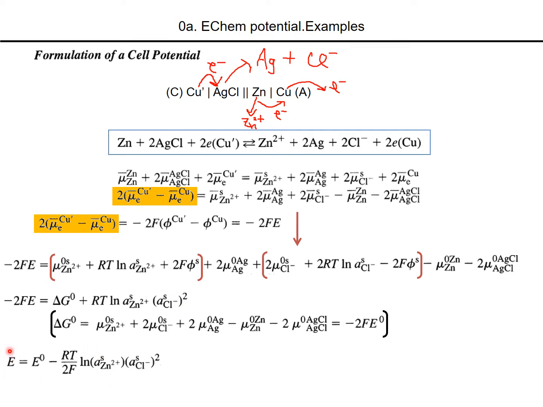The electric potential, or cell potential, is equal to the standard cell potential minus RT over nF times ln of the product of zinc 2+ and chloride minus. The other terms are just 1. Everything is 1 except for those 2 ions. What is that? This is the Nernst equation. So, by using the concept of electrochemical potential, we have derived the Nernst equation.